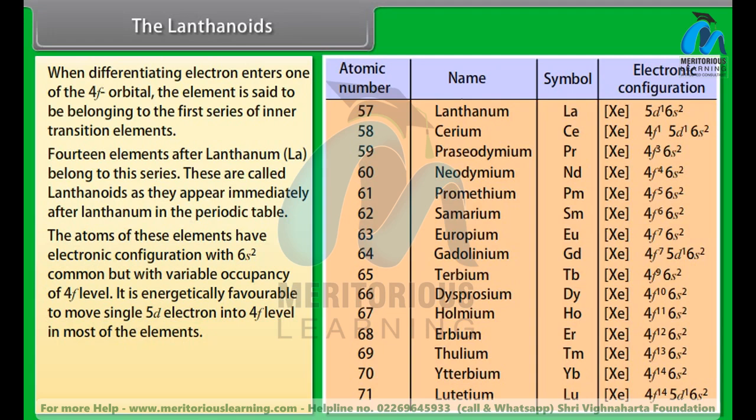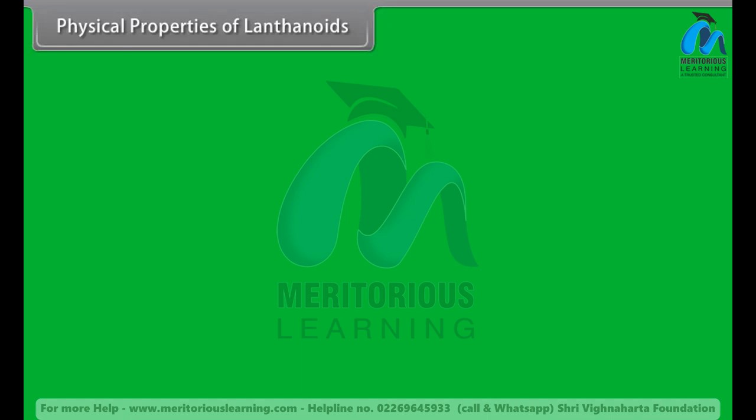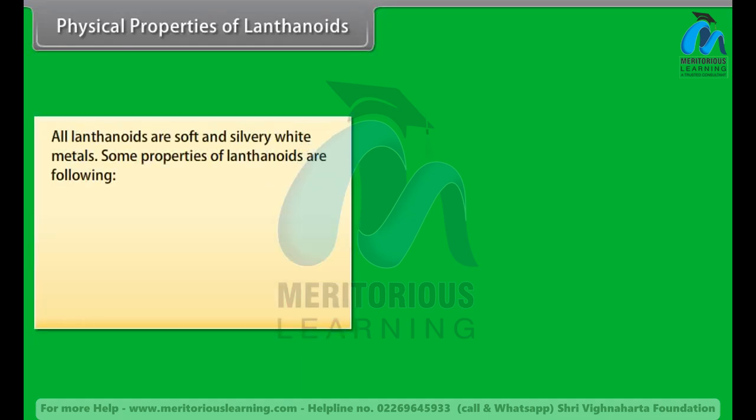The atoms of these elements have an electronic configuration with 6s2 common but with variable occupancy of the 4f level. It is energetically favorable to move a single 5d electron into the 4f level in most of the elements. Cerium, gadolinium and lutetium have a 5d1 arrangement because they leave a half-filled 4f level, which gives increased stability. Physical properties of lanthanoids. All lanthanoids are soft and silvery white metals. Some properties of lanthanoids are the following.